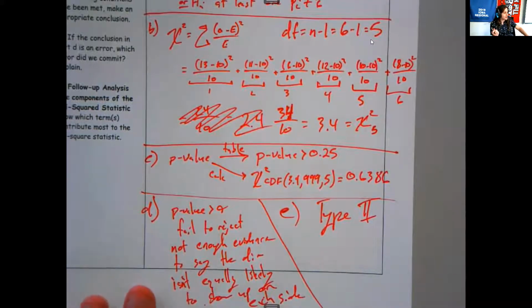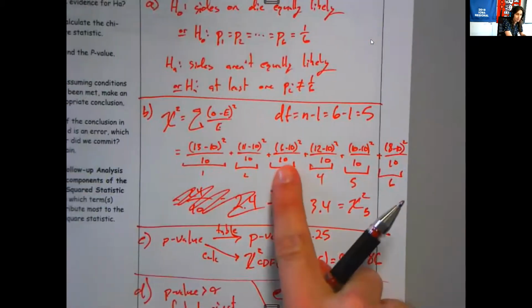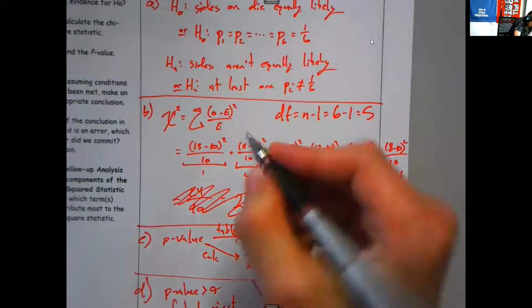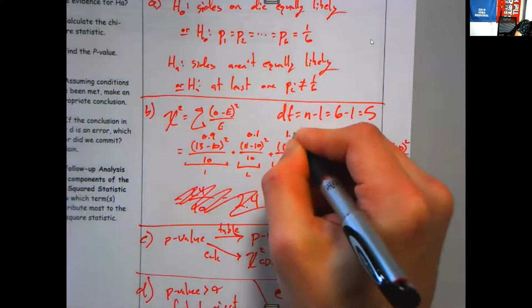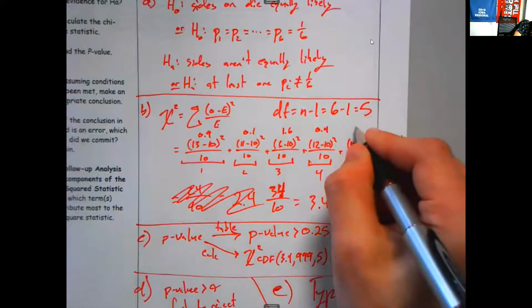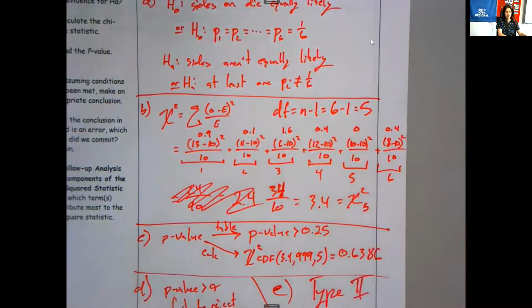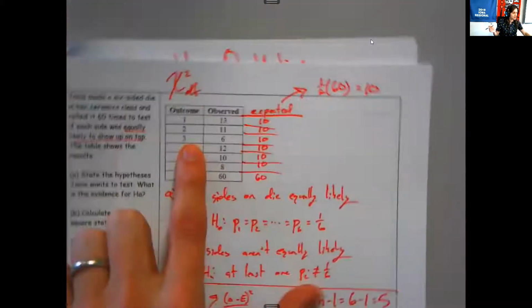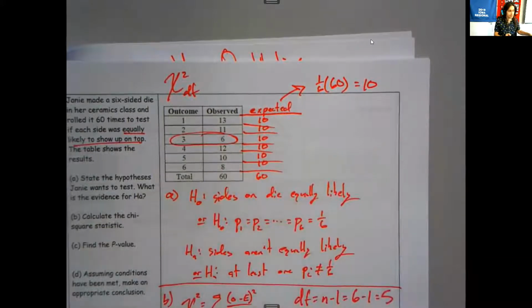What contributes the most? Go back and look into your chi-square statistic and see which one of those added the most. Well, I'm looking up here, and this is the one that was 16 over 10. This was 1.6. So these are like 0.9, 0.1, 1.6, 0.4, 0, 0.4. So you can see the largest one there is 3. That is the largest deviation, the one that was furthest from what we expected. This had the largest contribution.